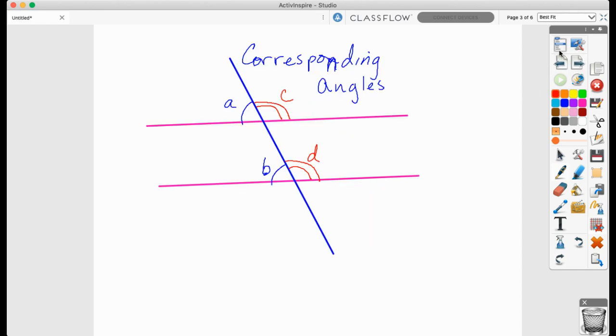And that's kind of the whole point. All of the angles that we're going to be talking about, all of the pairs of angles, they're all going to be congruent. So they're all going to have the same measure. It's just the relationship that they have to each other that makes them congruent.